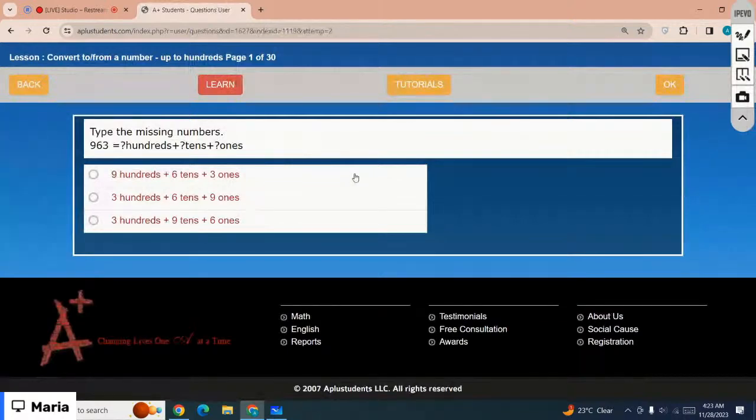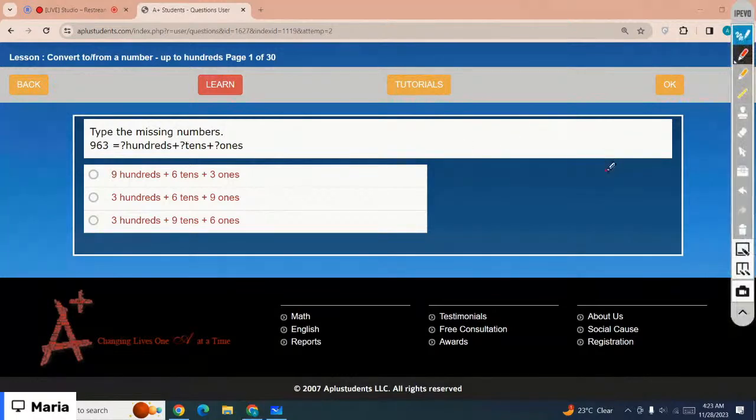963. So how many hundreds do we have? How many tens do we have? And how many ones do we have here? So let's make a place value chart and you will figure out which digit is at which place, right? You have ones, tens, and hundreds. The last digit is the ones digit, then you have the tens, and then you have the hundreds. So 3 is at the ones, 6 is at the tens, and 9 is at the hundreds position. So option number 1 is the correct option. 9 hundreds plus 6 tens and 3 ones. Right?